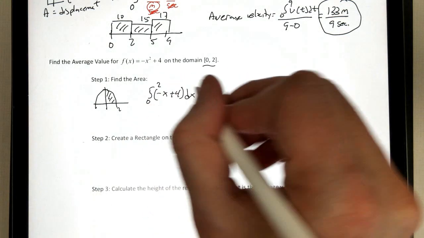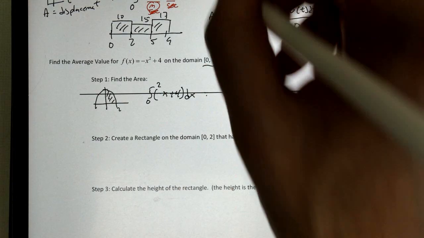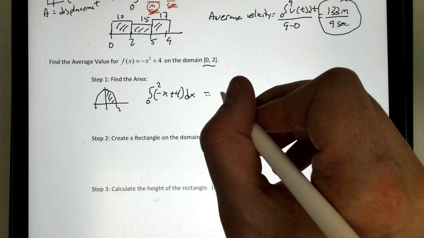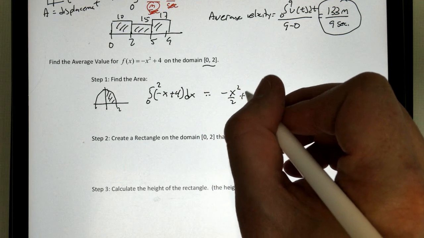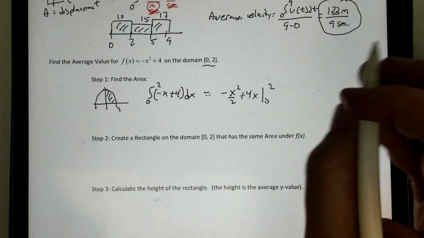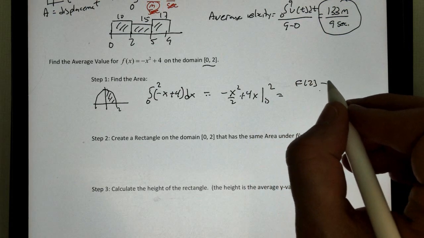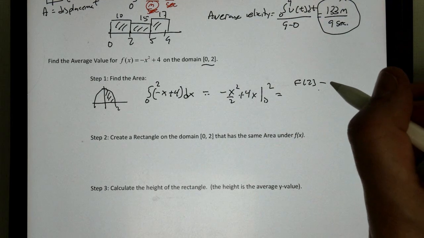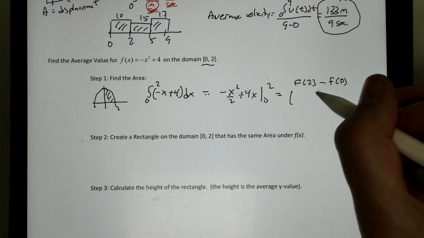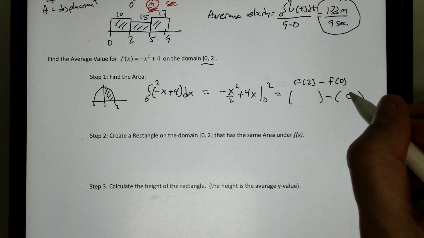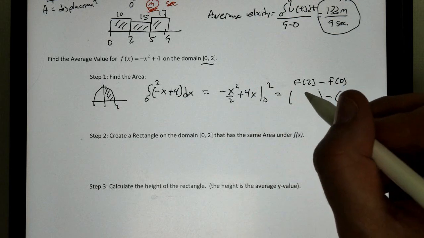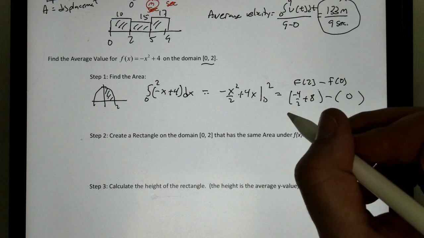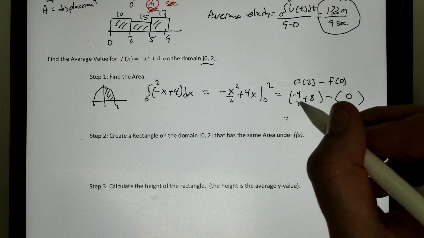Don't forget your dx. That's going to give us negative x squared over 2 plus 4x, from 0 to 2. Using your FTC, F of 2 minus f of 0. 0 is nice, it just goes away. Plug in the 2, this is going to become negative 4 over 2 plus 8, and again minus 0. If I simplify this, this isn't so hard to do.